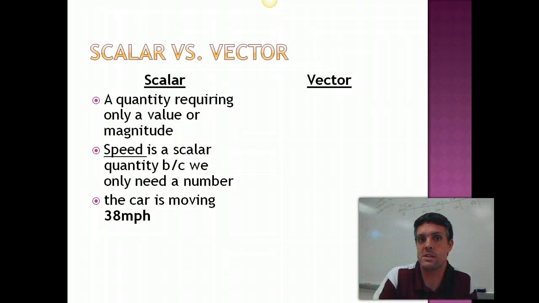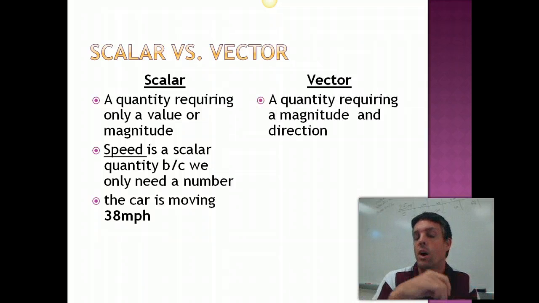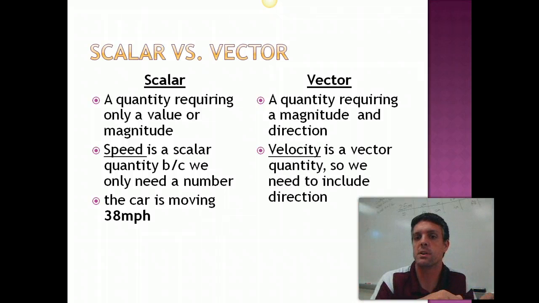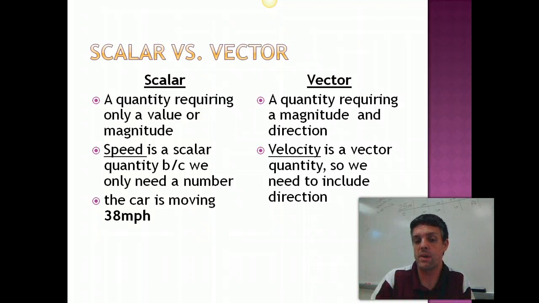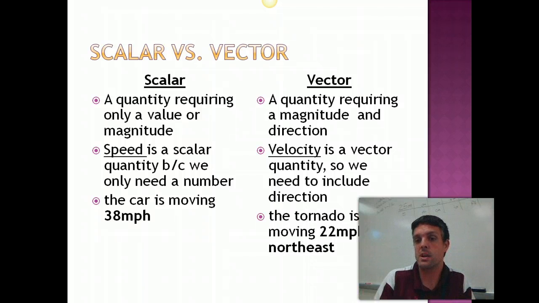Vector quantities are a little bit different, all right? Vector quantities also require a direction, and velocity is an example of that. It's a vector quantity. And so instead of just saying that something is moving so fast, you also have to say in what direction it is moving. My example here: the tornado is moving 22 miles per hour in the northeast. If I'm at home and I hear that a tornado is approaching, I'm going to want to know what direction it is coming from, okay? Speed, how fast is the tornado moving? Velocity, how fast and in what direction, okay?